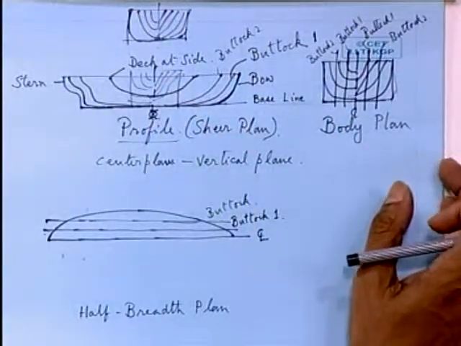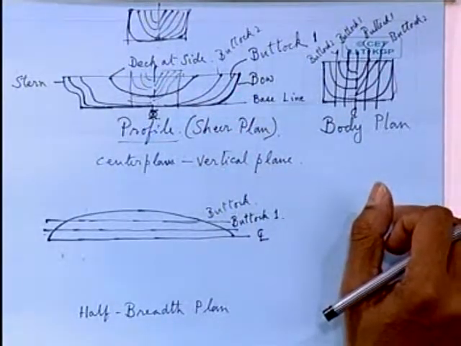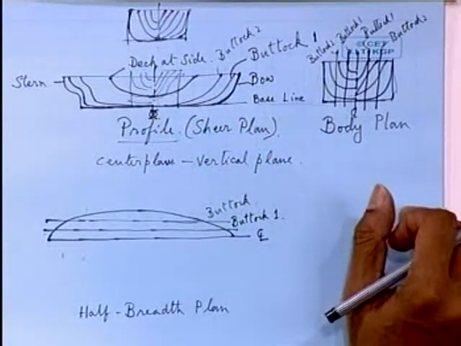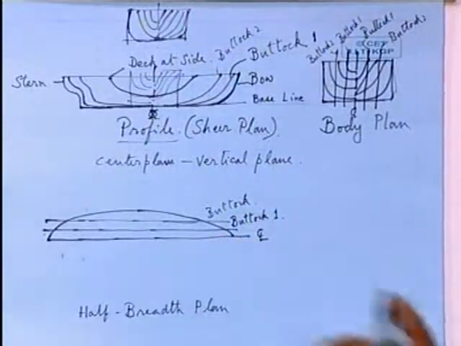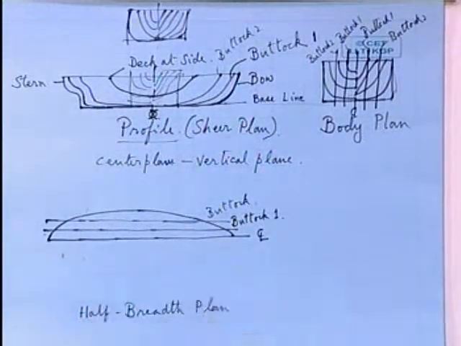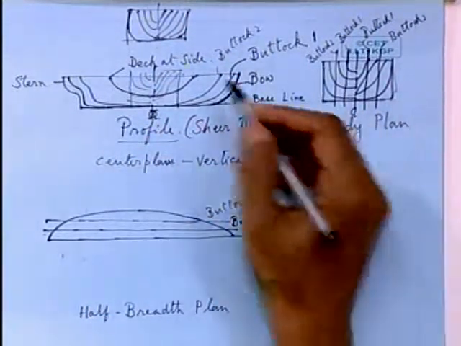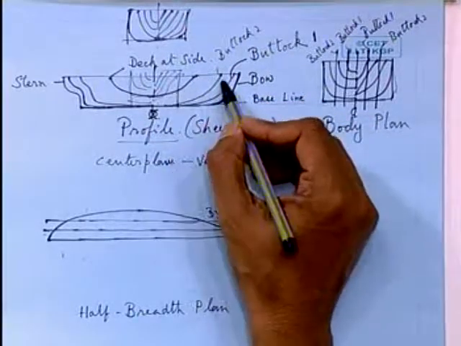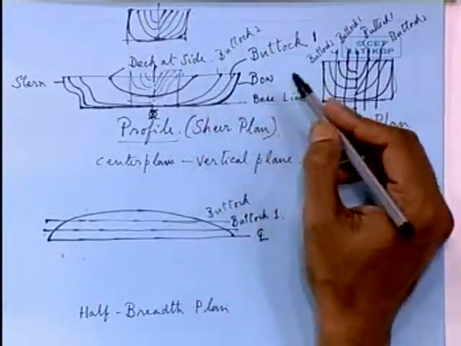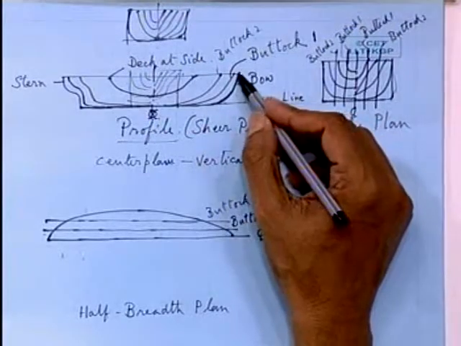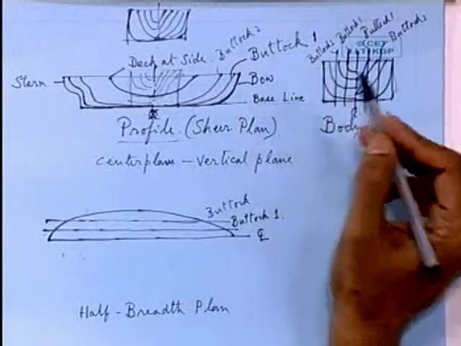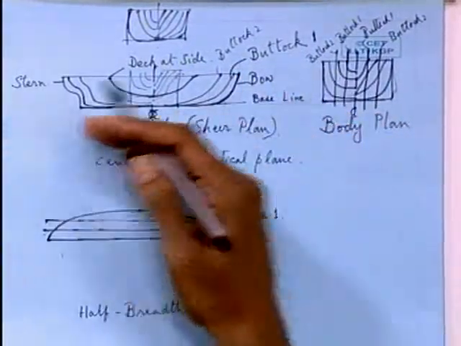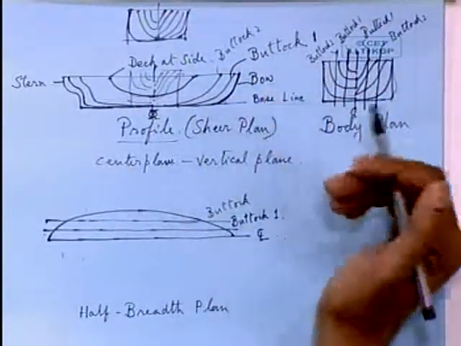Going into more and more detail, you will find that if you want to draw the plan, you make a certain grid. That means you will find that the shape of the ship is continuously changing as you proceed from the baseline to the deck, isn't it? Both longitudinally as well as transversely.